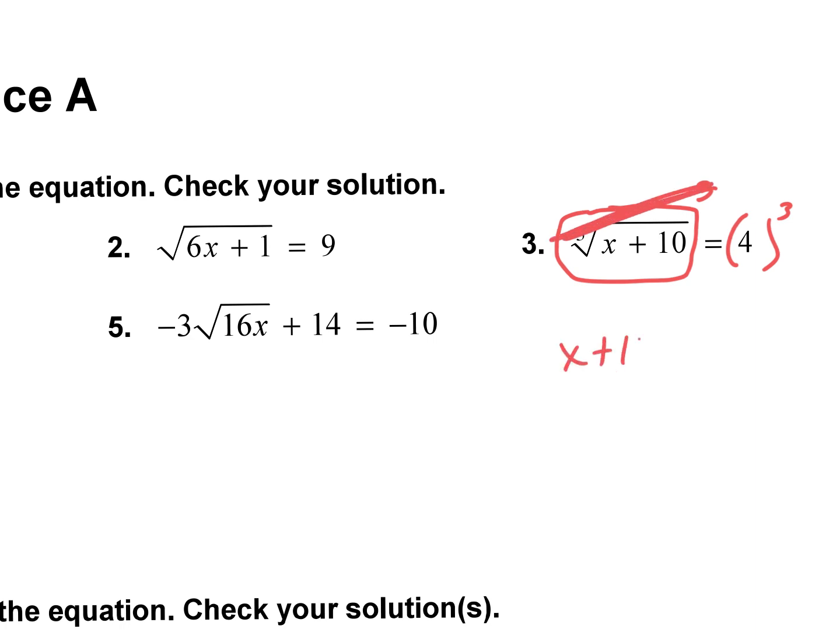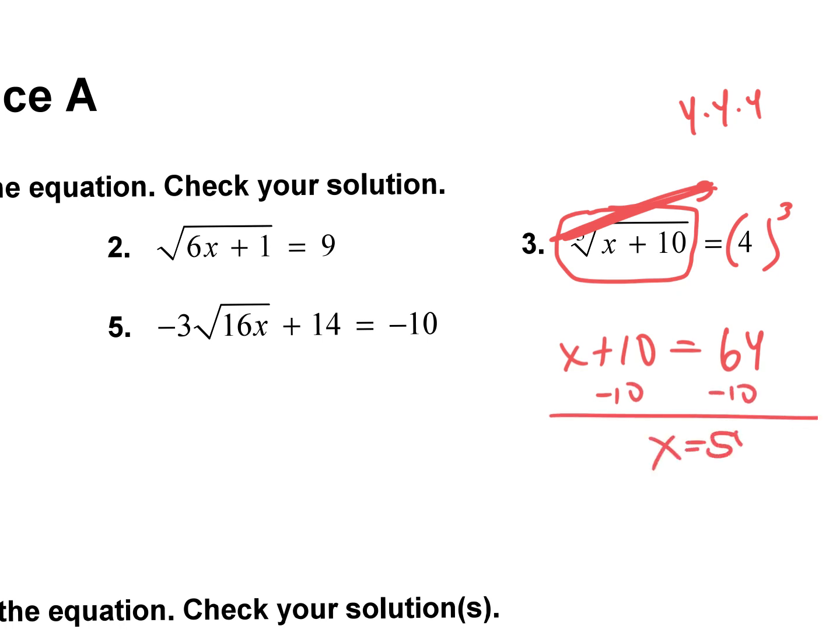So you have x plus 10 equals. Guys, remember, 4 to the third power is 4 times 4 times 4. It's not 4 times 3. 4 times 4 is 16. Then what's 16 times 4? 64. Good. So now what do I do to both sides? We subtract 10. Good. Minus 10, minus 10. And I get x equals 54.